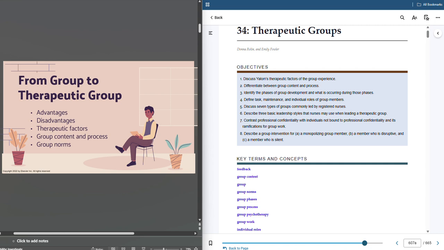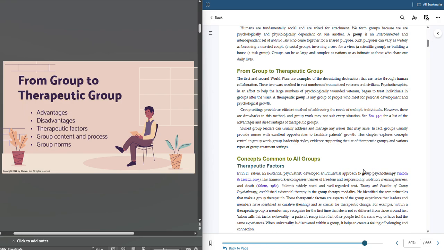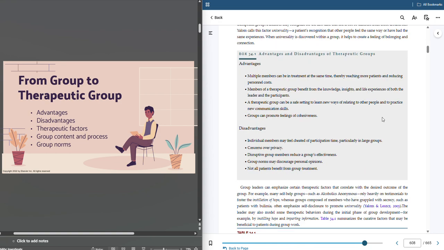Now there's advantages. These include the ability to treat multiple patients simultaneously, having members benefit from another person's point of view, and it provides a safe place to practice new skills. However, there are disadvantages because there are privacy concerns. There can be disruption. Group norms may hinder personal expression, and you can see this in box 34.1, the advantages and disadvantages on page 608.